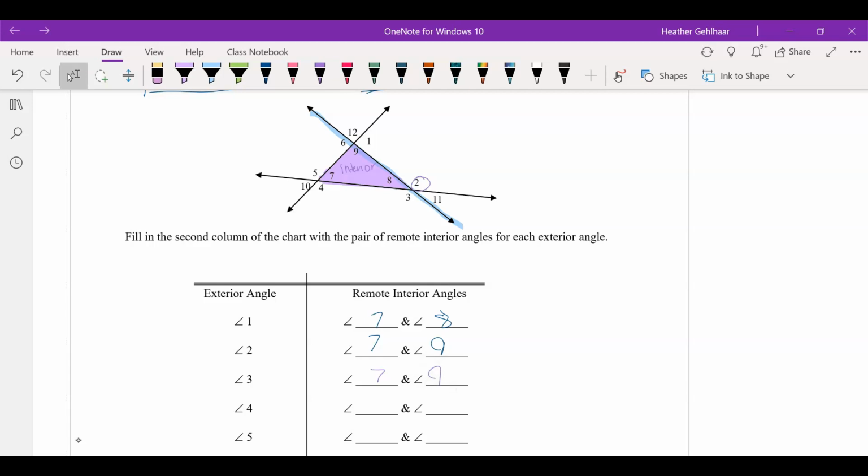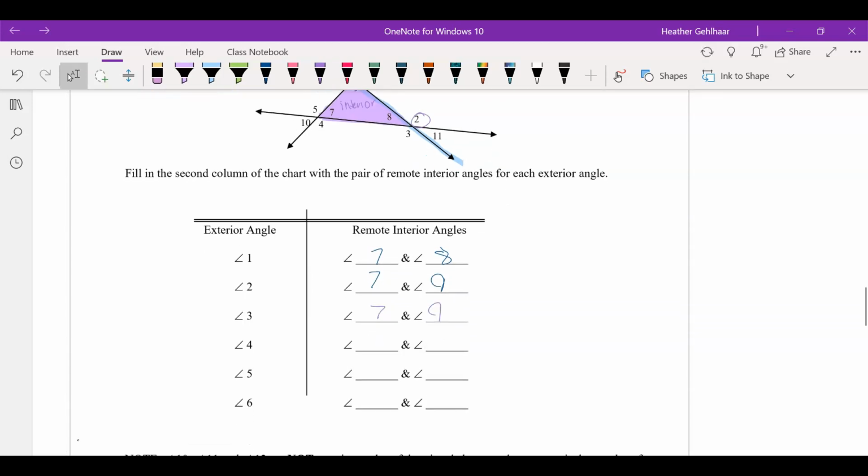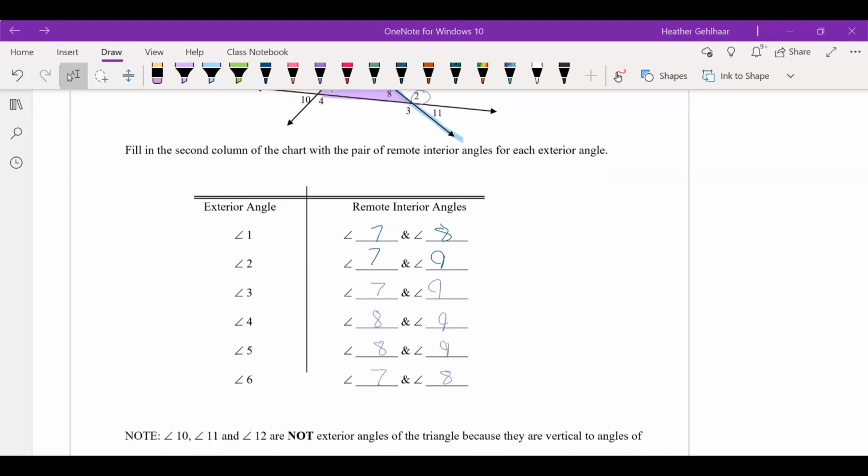All right, so if you want to go ahead and pause this video and fill out the rest of these on your own, then when you push play, they will all be filled in. Alrighty, so here we are with the next little bit.